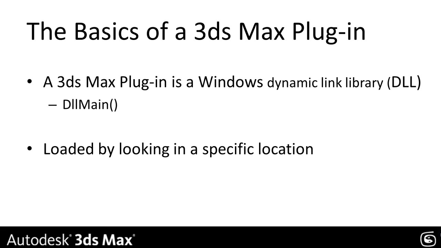So first of all, a 3ds Max plugin is a Windows Dynamic Link Library, a DLL. It has a DLL main, and that's what 3ds Max itself looks for when it's trying to load. And then the DLL itself has to be located in a specific location. So 3ds Max has several different ways of configuring that, but the main location will be the plugins directory.